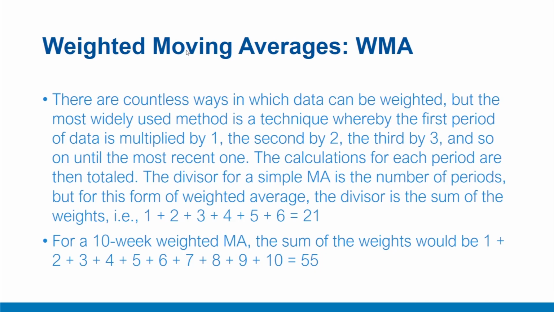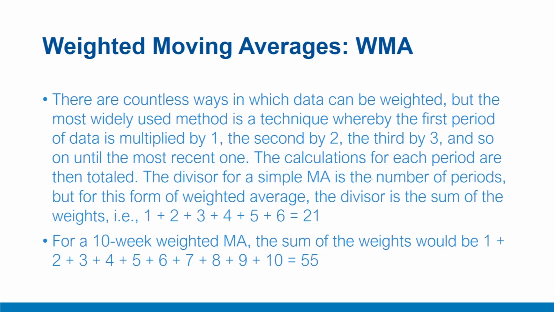There are countless ways in which data can be weighted, but the most widely used method is a technique whereby the first period of data is multiplied by 1, the second by 2, the third by 3, and so on until the most recent one. And then the calculations for each period are totaled. For a simple MA, the divisor is the number of periods. But for this form of weighted average, the divisor is the sum of the weights.